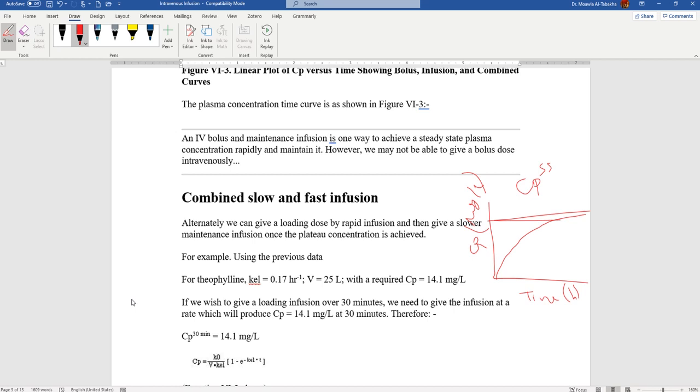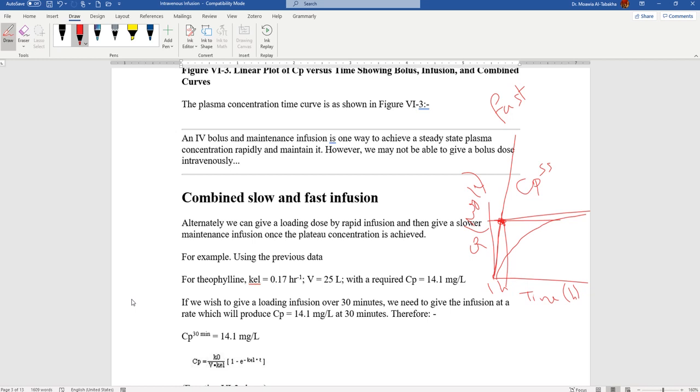So this is the slow one. So what I'm going to do, instead of starting with this slow or the maintenance infusion rate, the normal one, I'm going to use a fast one. Look, fast infusion rate. Okay, this is the fast one. So that at a certain time, let's say half an hour or 1 hour, or 15 minutes, in 1 hour I'm going to reach the target CPSS.